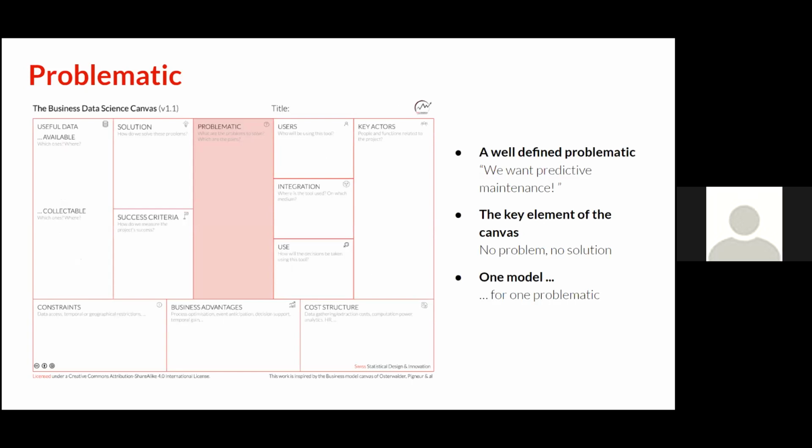You have to put a specific problematic. Often we had people saying, we want predictive maintenance when we came to the companies. It's not a problematic. It may be a way of solving a problem, but it's not a problem. It's really the key element, because if you have no problem, why search for a solution? And when you work with such a tool, usually you have a lot of ideas. We really advise you to use one model for one problematic. You might have multiple canvases, one after another, but just focus on one problematic.